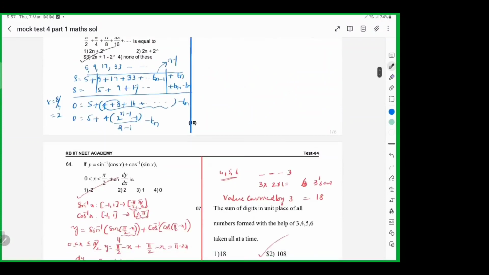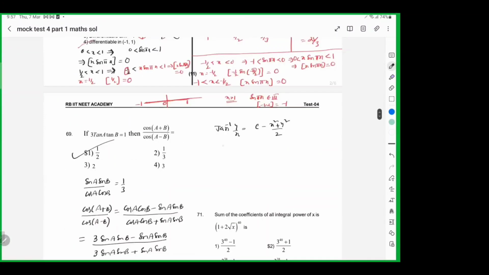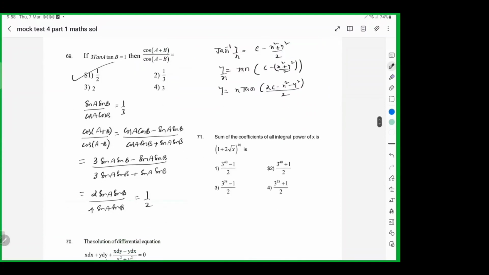So here it is y is equal to tan of c minus x square plus y square by 2. Y is x tan of c minus x square minus y square by 2.